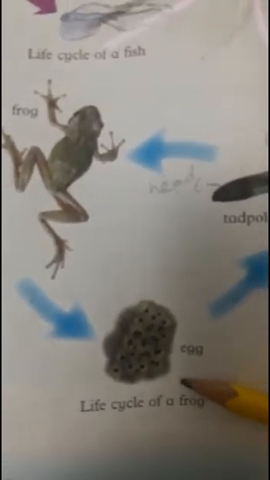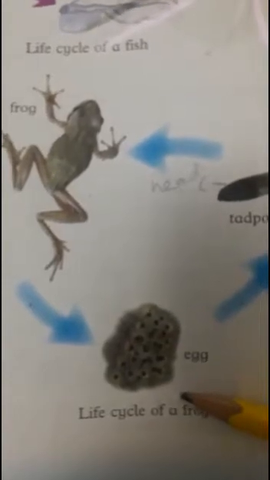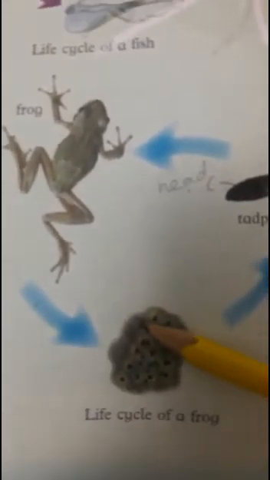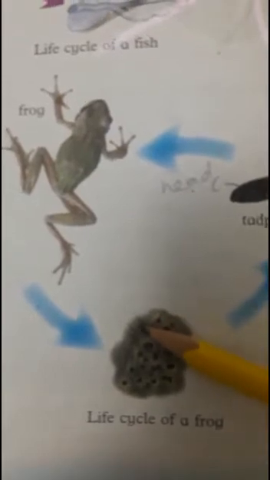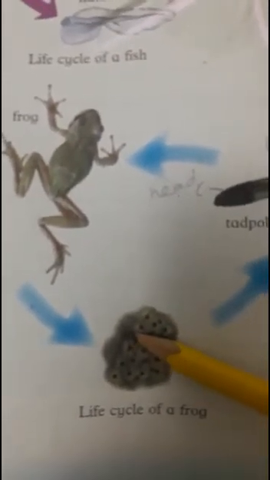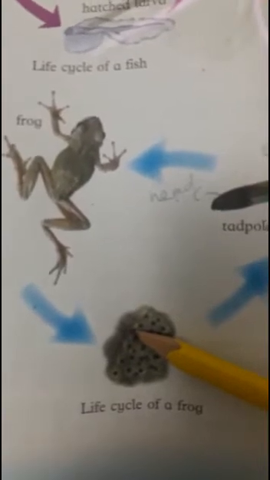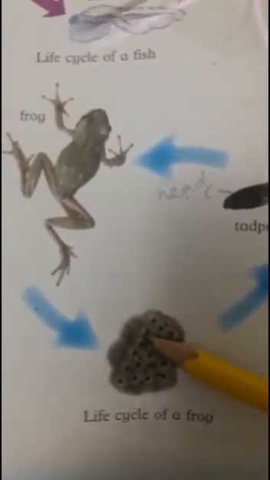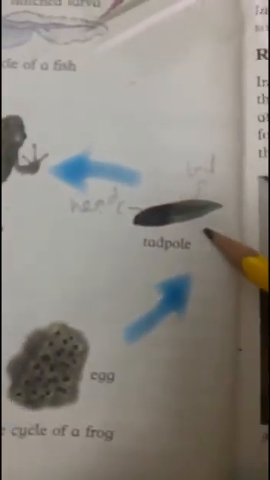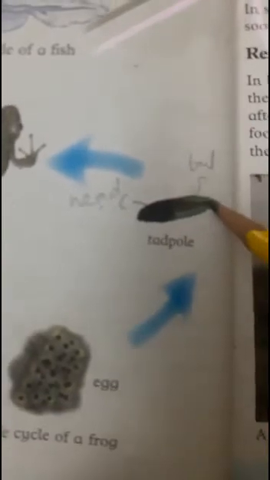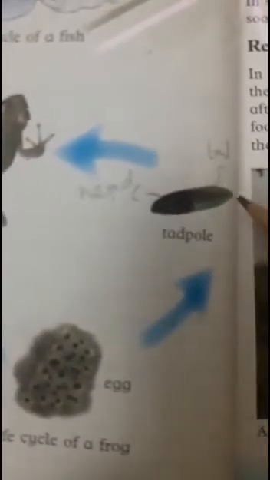Now we study reproduction in frogs. Now dear students, look at here. This is the life cycle of a frog. In the rainy season, the female frog lays eggs in a pond. These eggs stick to each other in a type of jelly and are called spawn. This one is spawn. After 10 days, the jelly around the eggs melts and a tiny baby frog called a tadpole comes out. It has a head and tail, and its body is long.